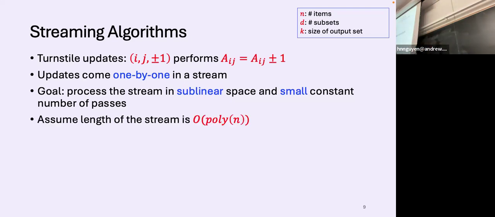We generally assume the length of the stream is polynomial in n. This is not super important. It's just so we don't run into bit complexity issues. All right. So let's talk about some existing upper bounds. Again, I'm only going to focus on one-pass algorithms. There's also a ton of work outside of streaming, but I'm not going to talk about it.